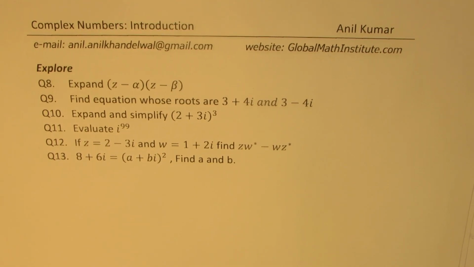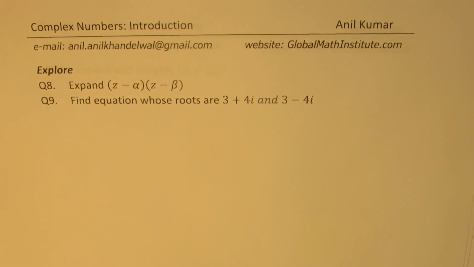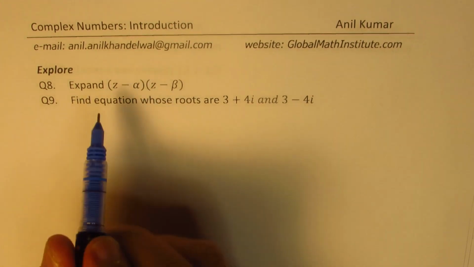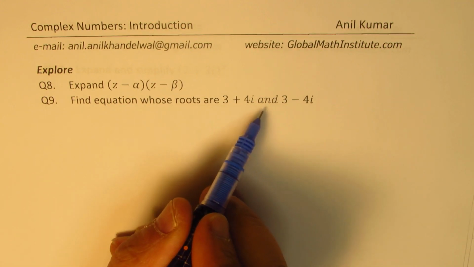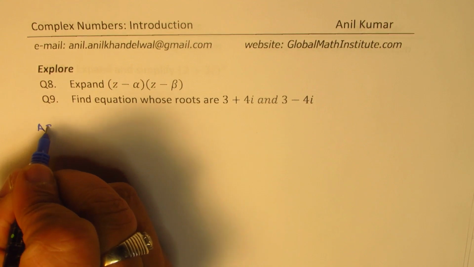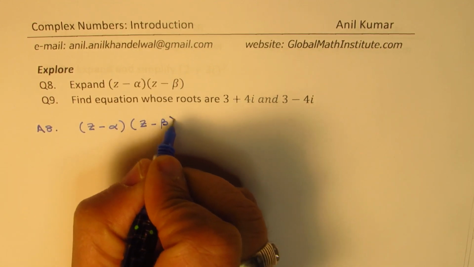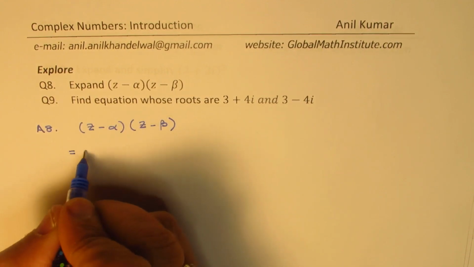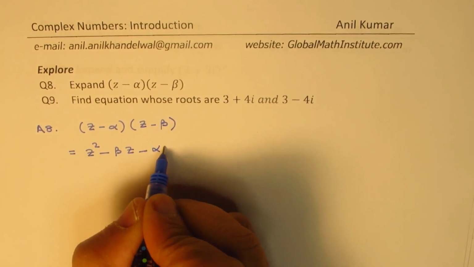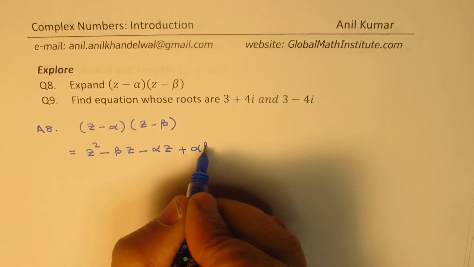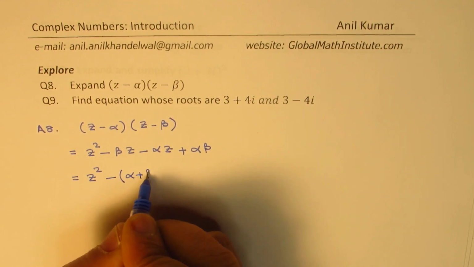So let's begin with question number 8, which is very much related to question number 9. Question number 8 here is, expand (z minus alpha) times (z minus beta), and 9 is find the equation whose roots are 3 plus 4i and 3 minus 4i. So let's answer question number 8 first. Expand (z minus alpha) times (z minus beta). So when you expand, you get z squared minus beta z minus alpha z and the product of these two, so plus alpha beta. So that gives you z squared minus, taking z common, you get (alpha plus beta) z. I've rearranged them, right?